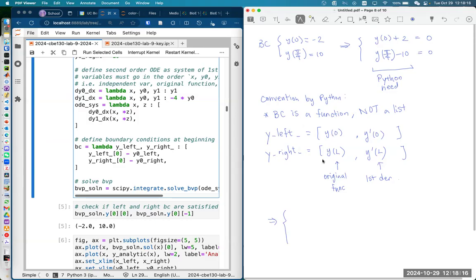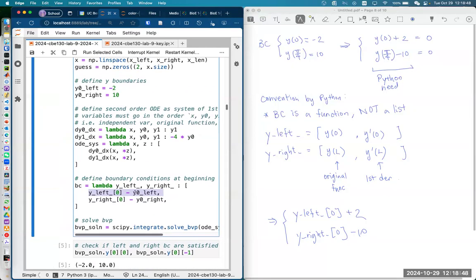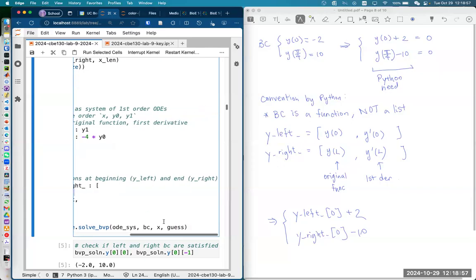So y0, here's y0. So it will be y left of index 0 plus 2. And here we have y of pi over 4. Pi over 4 is the right boundary, so y of L. So we have y right of 0 minus 10. And that's how we define the boundary conditions using a lambda function. And in the list, we have y left of 0 minus y0 left, which I define as minus 2. So basically plus 2. And then y right of 0 minus y0 right, which is 10. So this is the second thing we need, the boundary condition.